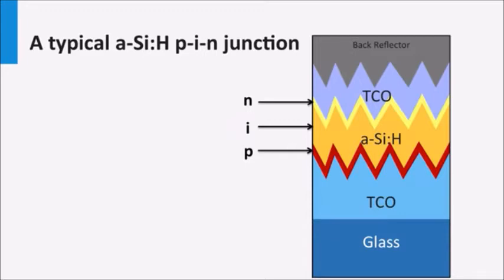Typical solar cells look like this. This is a solar cell in the superstrate configuration. If people talk about pin junctions, they refer to the sequence in which the silicon layers were deposited. So first the p layer, then the i layer, and then the n layer. The front contact is a transparent conductive oxide, abbreviated with TCO.